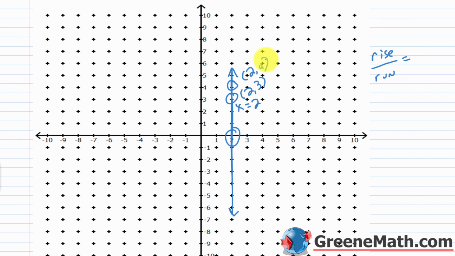Well, my rise is 1 unit, right? Because I increased on the y-axis by 1, but my run is 0, right? My x location didn't change at all. So that's 0. And we're not allowed to divide by 0. This is undefined. So when I have a vertical line and they ask you for the slope, you just reply that it's undefined. Because if you go to try to calculate it, you're going to end up with division by 0. And once again, that's undefined.